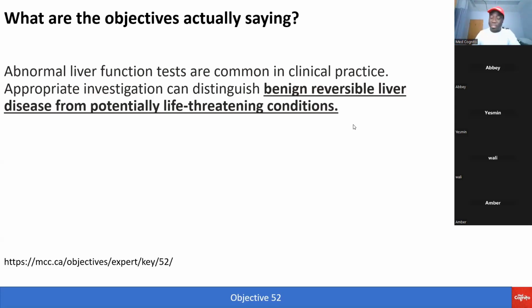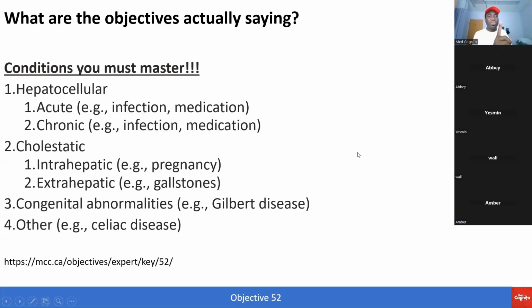Okay, what about life-threatening ones? Any life-threatening liver diseases? Liver cirrhosis, liver failure. What about hepatoma? Good. So hepatocellular carcinoma. Beautiful. Okay, so now the conditions you must master.